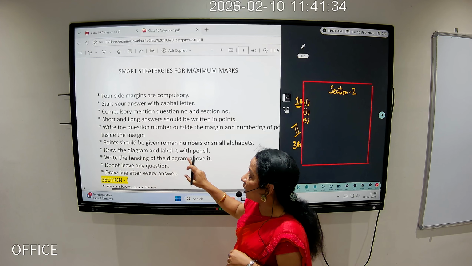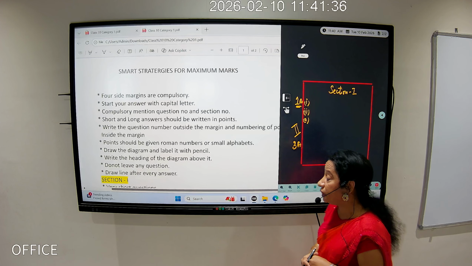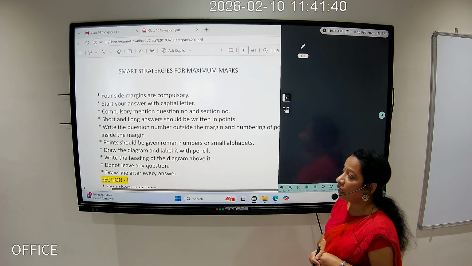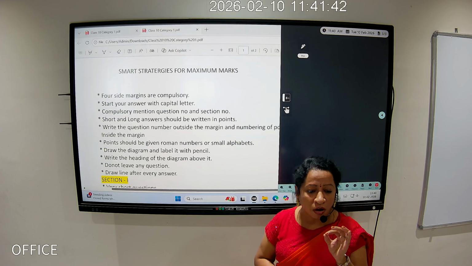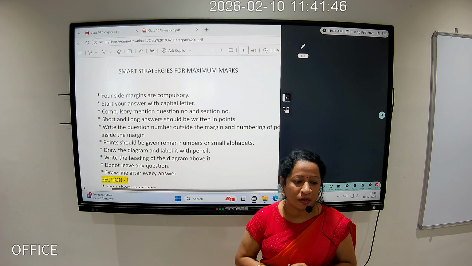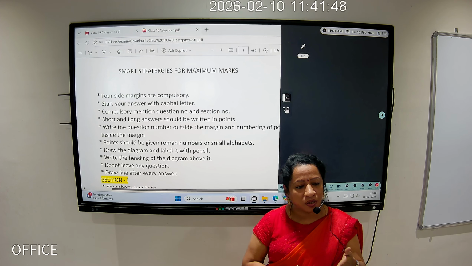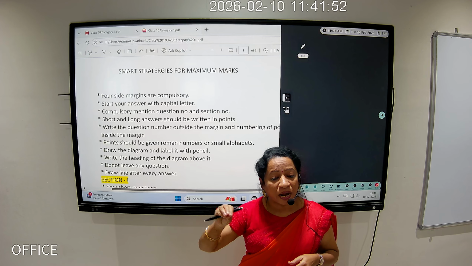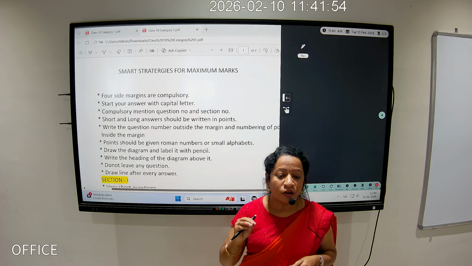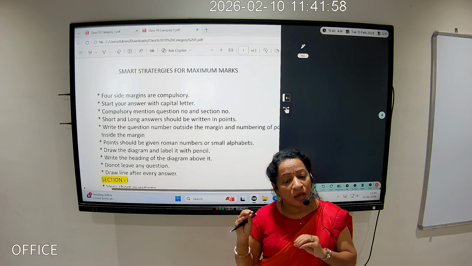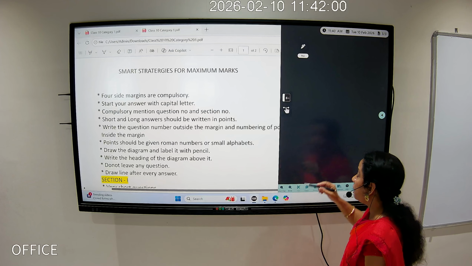Draw the diagram and label it with a pencil. So diagram should always be drawn with a pencil and it should be labeled also with the pencil. What you people will be doing is, maybe you think that it will be highlighted when you write labels with a pen. That's the wrong format in biology. You have to draw the diagram and also label it with the pencil.